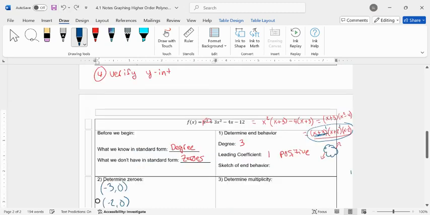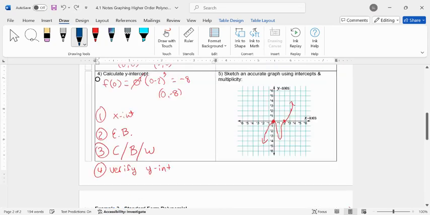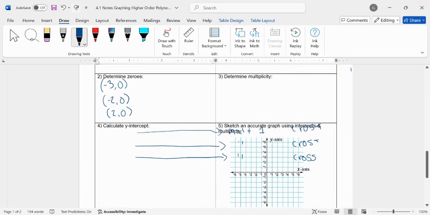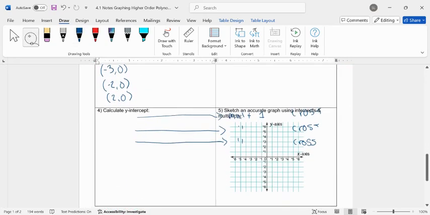Let's see. Okay, I don't know why that moved. Let's see.